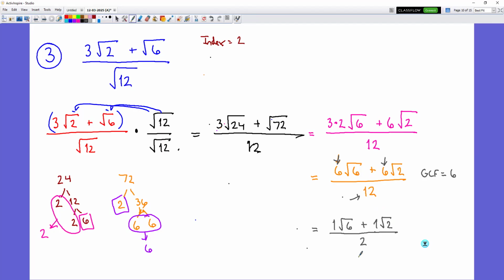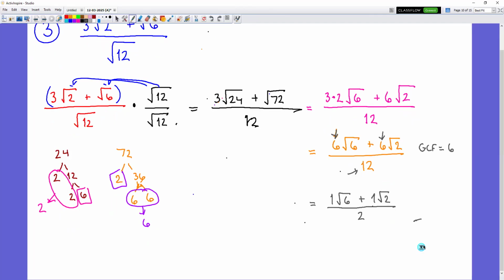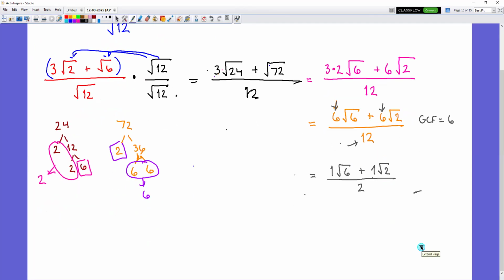Okay. And so the last thing we can really do if you want is we can actually separate this. So we will go ahead and separate it. So basically, what we have here is just 1 square root of 6. So we don't have to write that 1. We can just simply write it as the square root of 6 over 2. And then plus, and then again, it's a 1 with a square root of 2. So again, we just write the square root of 2 over 2. And so this is probably the answer I would prefer, that you write it like this.